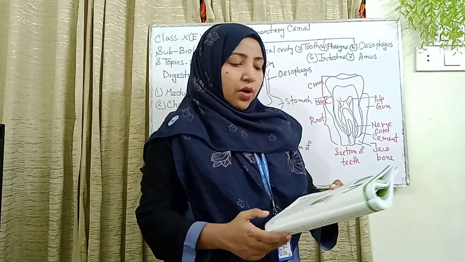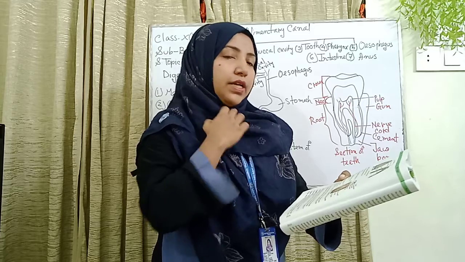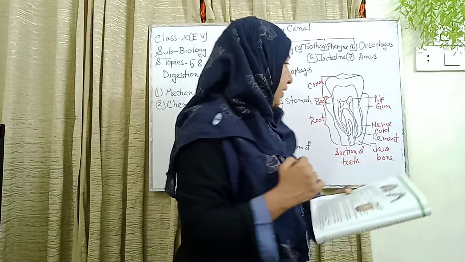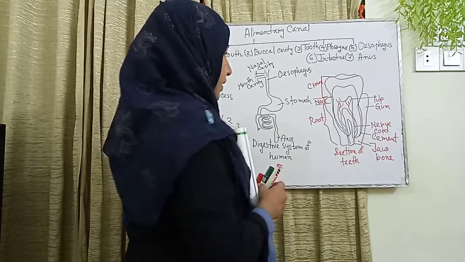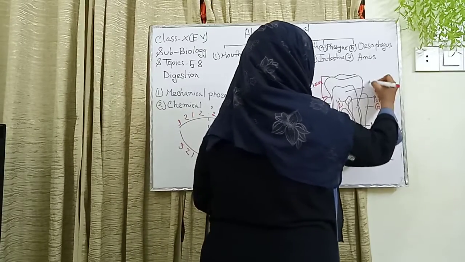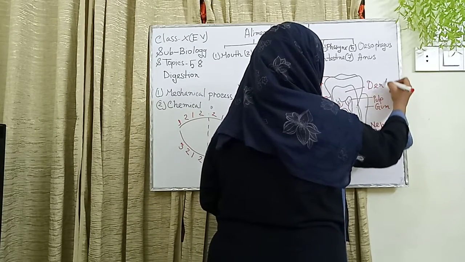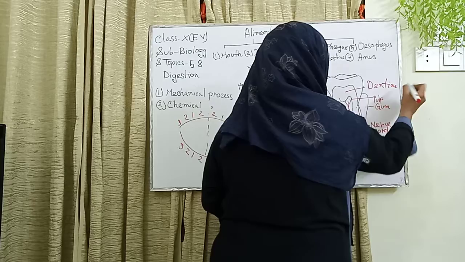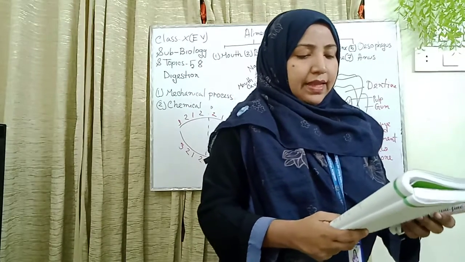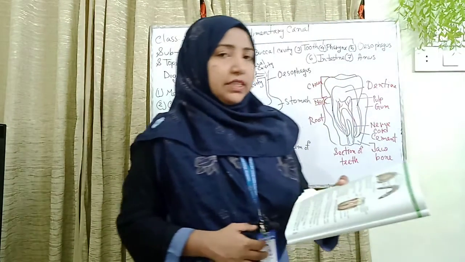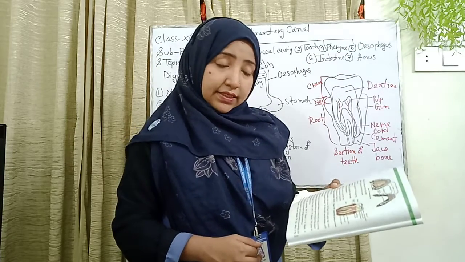Each tooth is composed of the following components. One is dentine. Here I draw the dentine. Please everyone see the figure. This is the dentine, the main structure of the tooth. What is dentine? Dentine, the main part of the tooth, consists of hard substances.